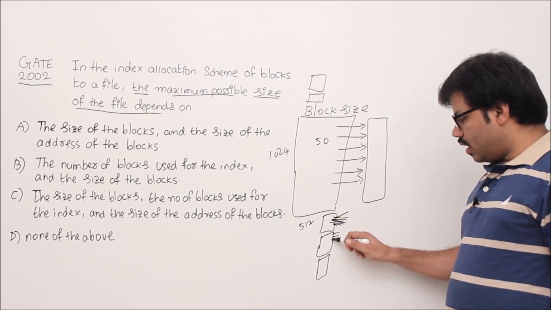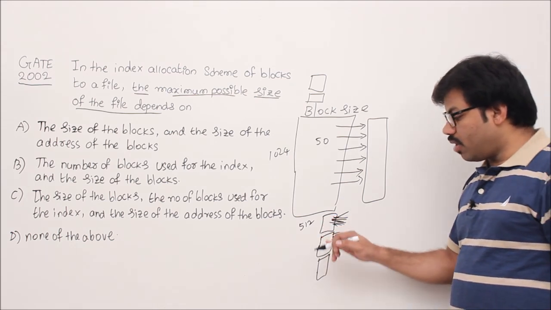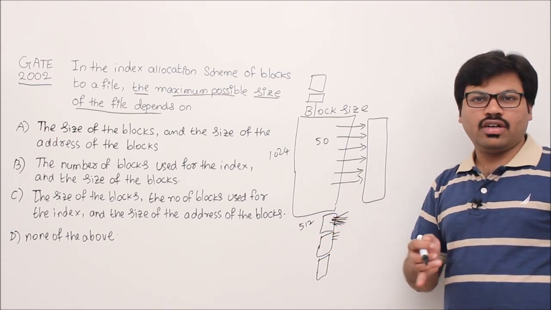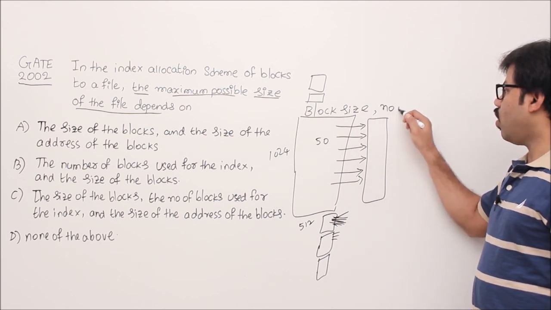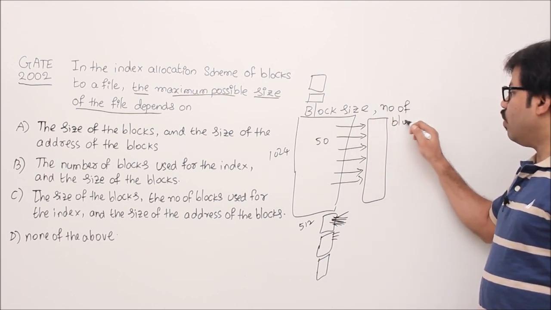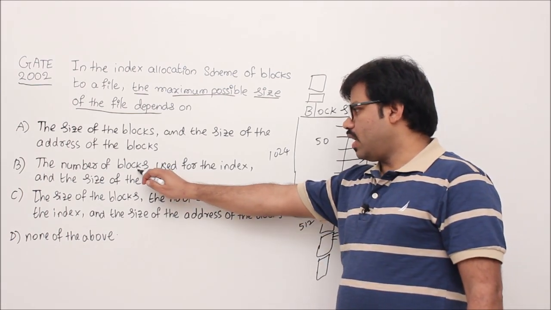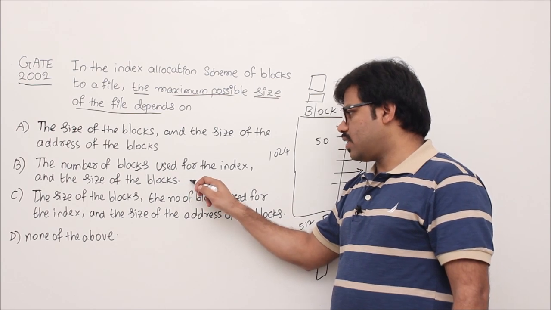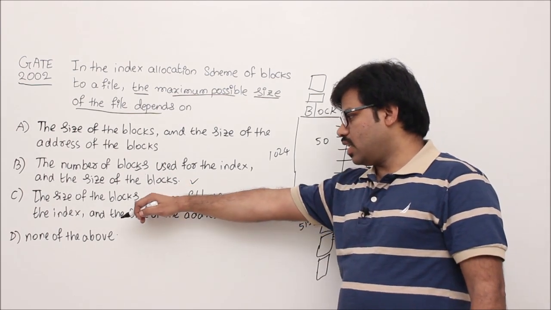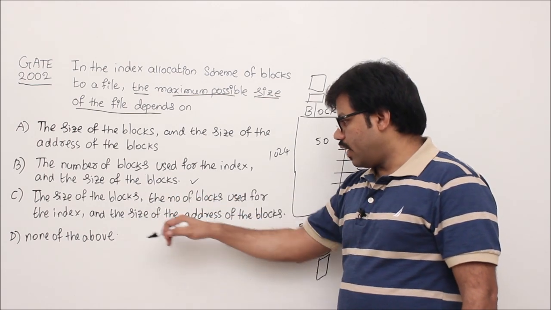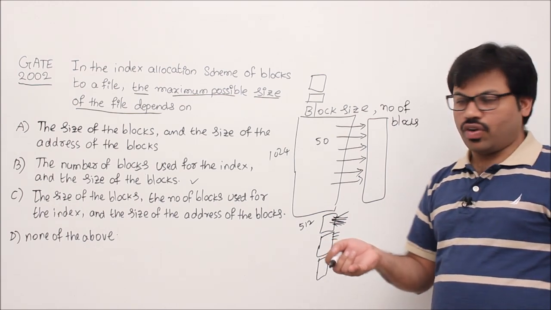So what I want to say is only block size is not going to decide. How many number of blocks you are taking is also important. So block size is one thing. Second one, number of blocks is also going to influence. There is one more parameter. If you see in option B, number of blocks used for the index and size of the blocks, correct? If you see option C, number of blocks, size of the block, and the size of the address of the block. How size of the address of the block is going to influence, we'll see.